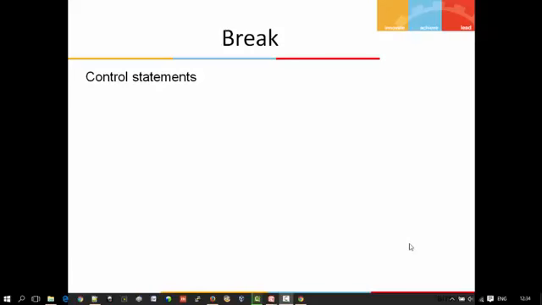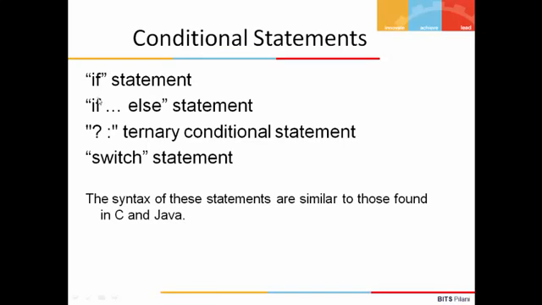As the name itself says, it helps us control the movement of our code with respect to what we want to execute, depending upon different conditions. So what is in store for us with respect to control statements in JavaScript are: the if statement, if else statement, ternary conditional statement, and switch statement. All of them are very much possible in JavaScript, and their syntax is very similar to what you find in either C language or Java language.